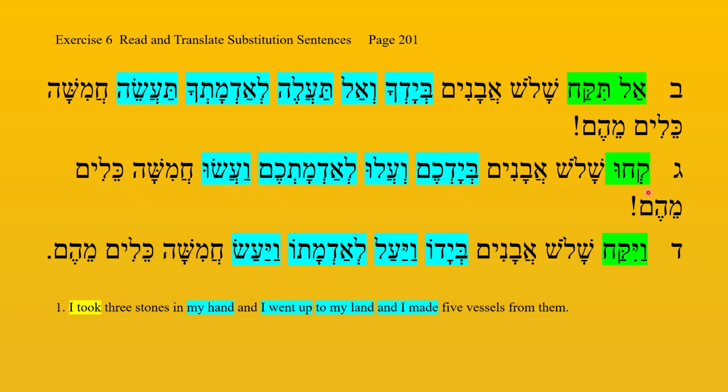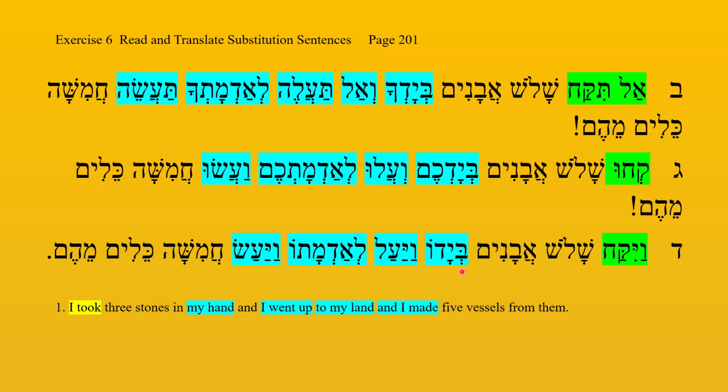Okay. Gimel. Kechu shalosh avanim bideichem v'alu l'admatchem v'asu 5 kelim mehem. So now we again have the command form, but this is the masculine plural form of it. So take, y'all take, but you don't put "you" in there, but take 3 stones in your hand. You do have to have the masculine plural form of "you" when you're adding the pronoun, because you're matching this up here. So in your hand, and ascend or go up to your land, and make 5 vessels from them.